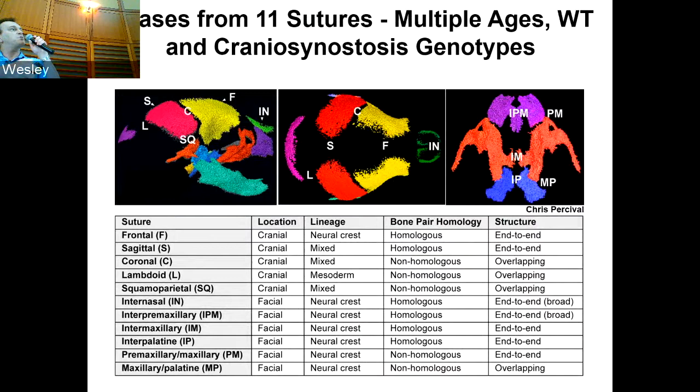In some cases, the bones will be different. In the case of, say, the coronal suture at the top here, in red and yellow, these are two separate bones that might be expected to have different gene expression within each bone. And also just the structure, whether they're end-to-end, either broad or narrow, or overlapping sutures.